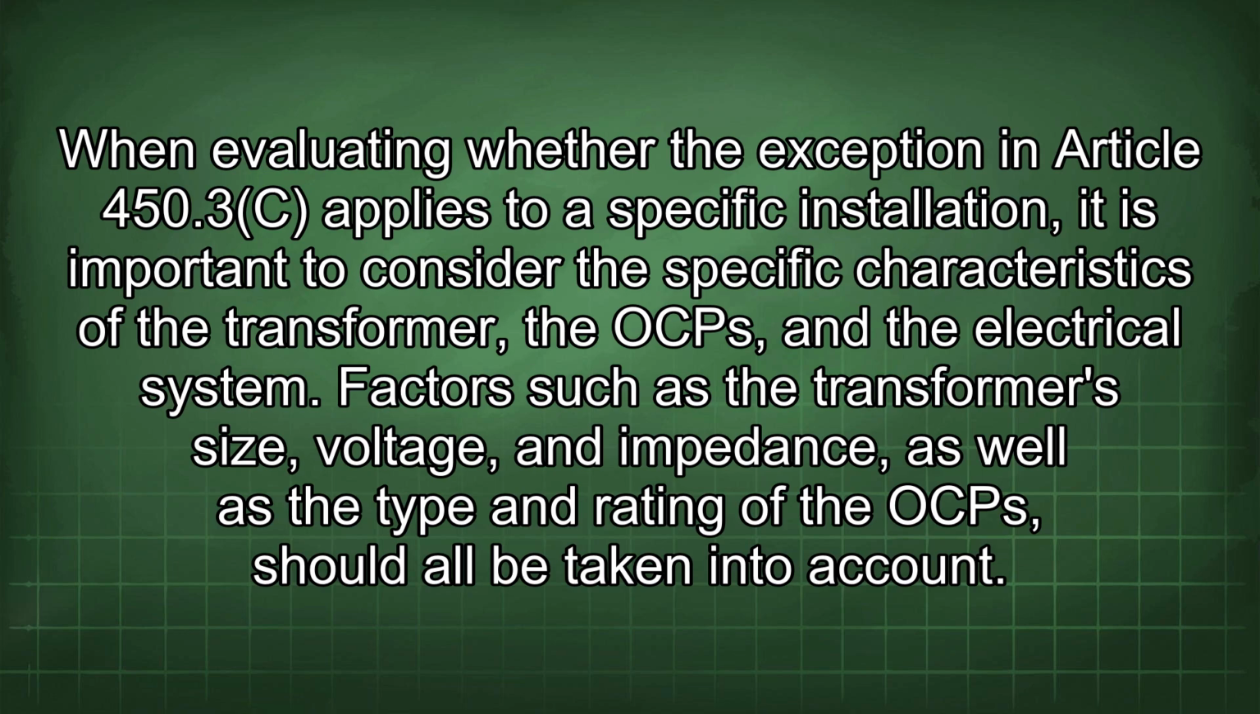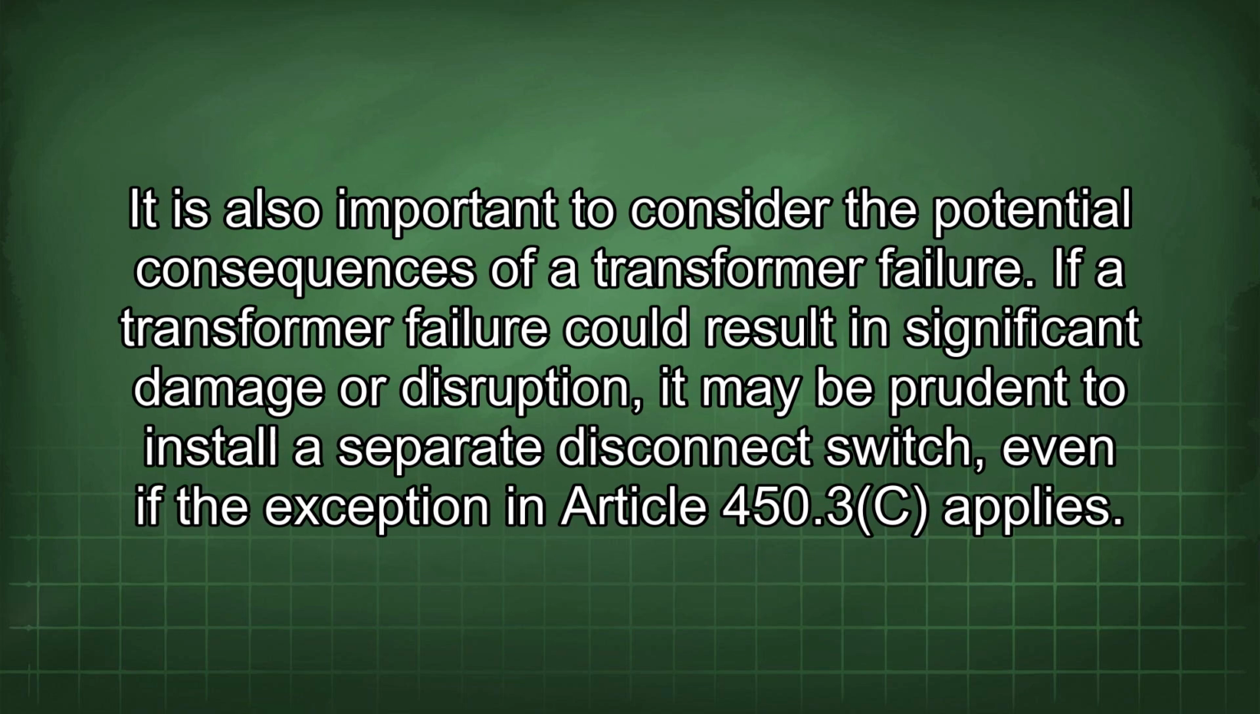When evaluating whether the exception in Article 450.3c applies to a specific installation, it is important to consider the specific characteristics of the transformer, the OCP, and the electrical system. Factors such as the transformer size, voltage, and impedance, as well as the type and rating of the OCP, should all be taken into account. It is also important to consider the potential consequences of a transformer failure. If a transformer failure could result in significant damage or disruption, it may be prudent to install a separate disconnect switch, even if the exception in Article 450.3c applies.